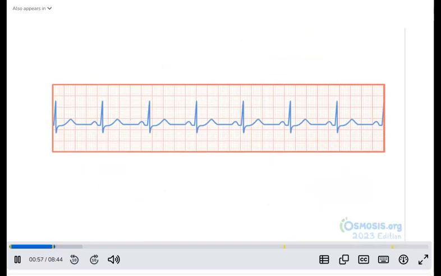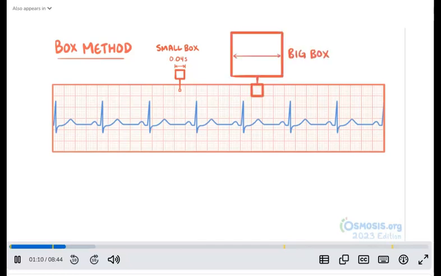Now, there are a couple ways of figuring out the heart rate on an ECG. The first one is called the box method because you count the number of boxes between heartbeats. Each small box represents 0.04 seconds, and each big box is 5 small boxes. So each big box is 0.2 seconds.